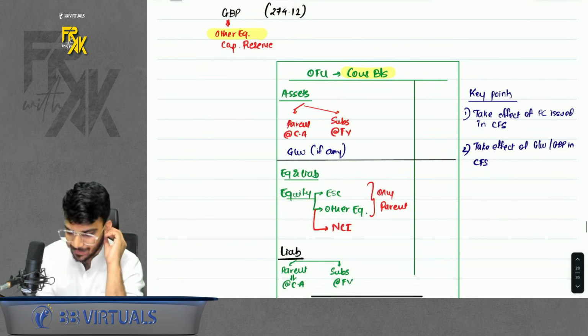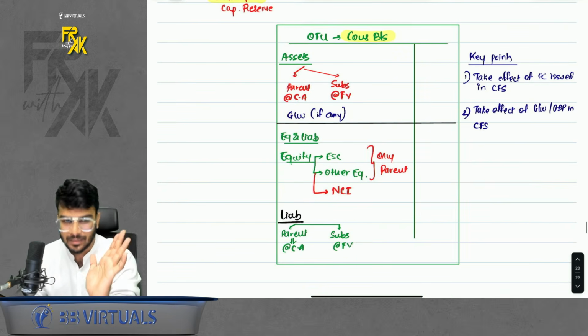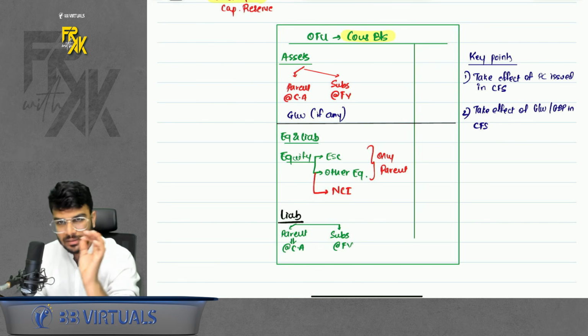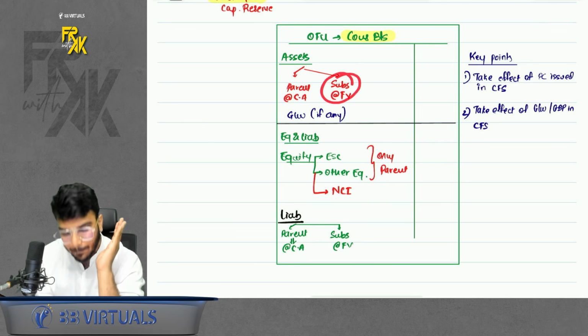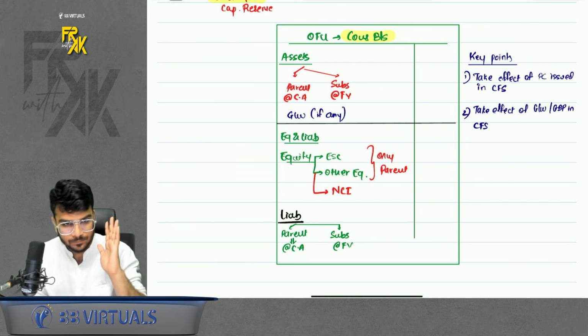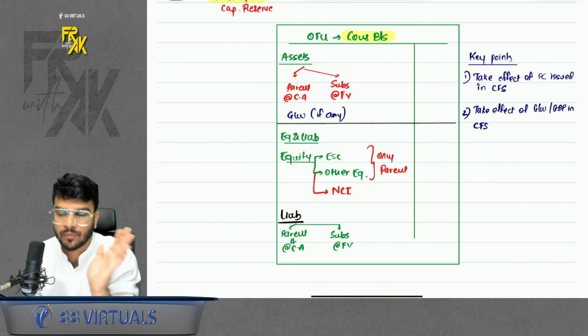Now we have to prepare the balance sheet. So first look at a draft of the balance sheet. How is the balance sheet prepared? As per Schedule 3, start with assets. In assets, we will record the assets of the parent as well as the subsidiary. The parent's assets you will keep at carrying amount only. The subsidiary's assets you will take over at fair value. Goodwill, if any, don't forget to record it.